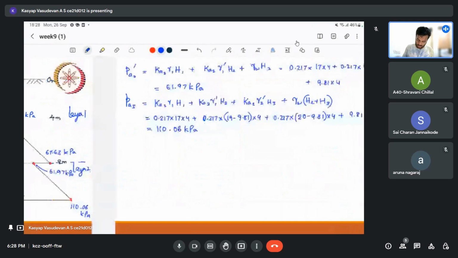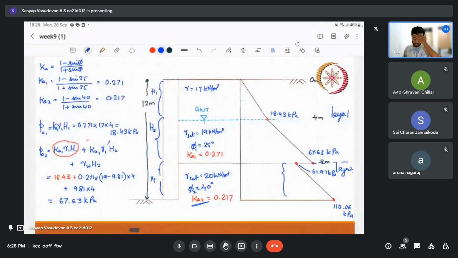So let me just write the values here. The idea is we have to find the whole area covered by this pressure distribution. To find it, you can divide it into different trapeziums. So we have three trapeziums, right? For these three different trapeziums we can find the area. If you know the formula to find the area of a trapezium, you can do that.